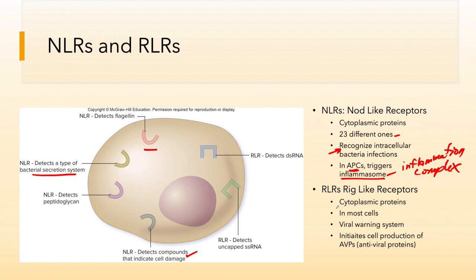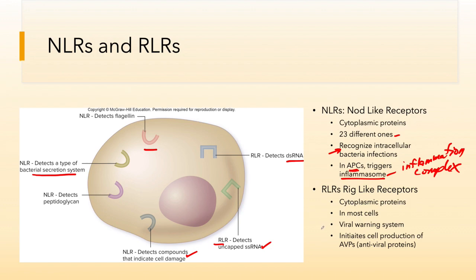RIG-like receptors are also cytoplasmic proteins, but instead of recognizing intracellular obligate bacteria, they recognize viruses. So again, they start seeing uncapped single-stranded RNA. Remember, eukaryotic RNA, our own RNA, has what's called a 5' cap. If the 5' cap is missing, then a RIG-like receptor will recognize it as viral RNA. It also recognizes double-stranded RNA, another form of viral RNA as well. We do see RLRs in almost all cells.